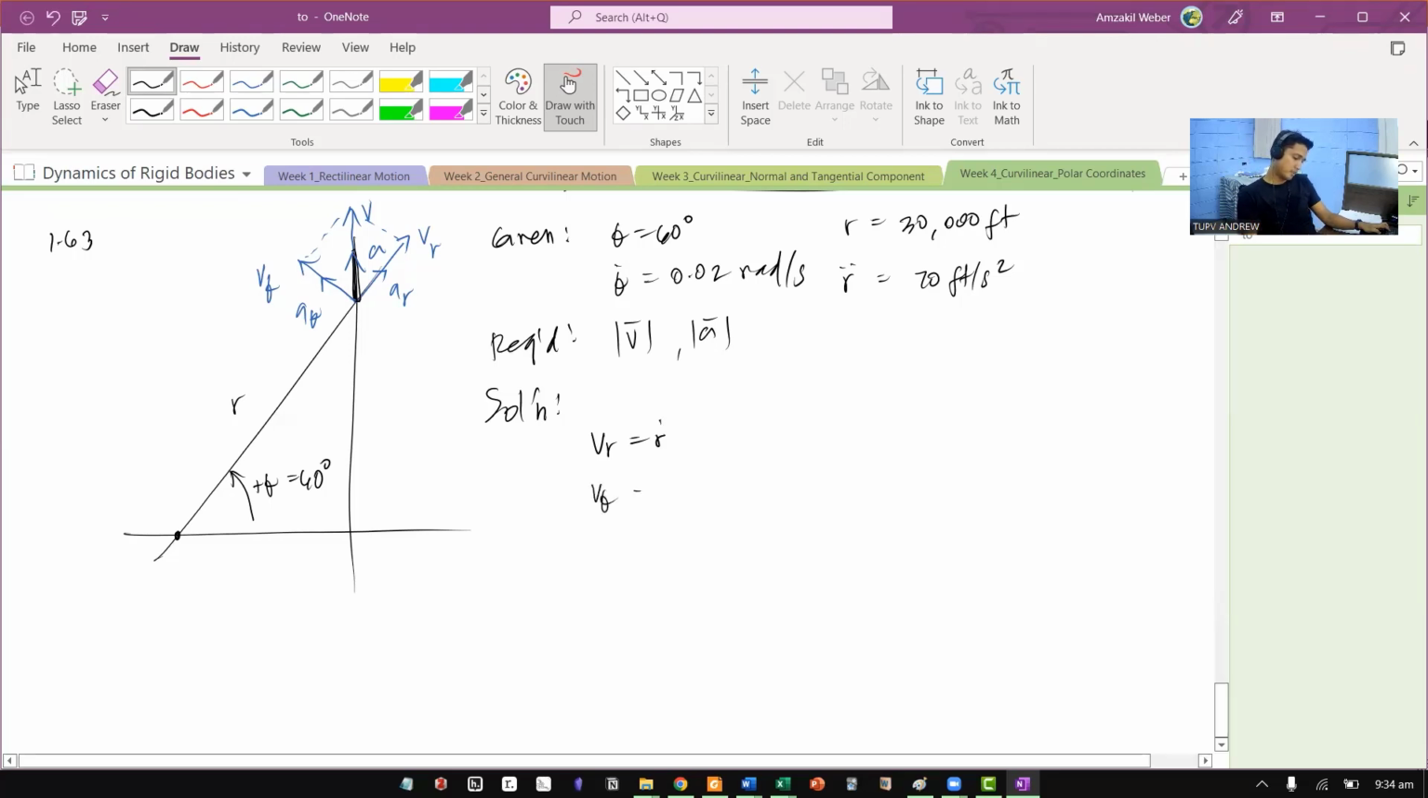V theta is r theta dot. We have 30,000 feet times theta dot, which is 0.02 radian per second. We have 30,000 times 0.02, 600. This is 600 feet per second, the V theta.